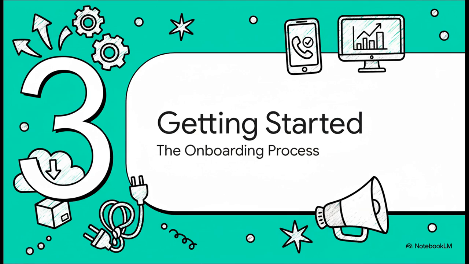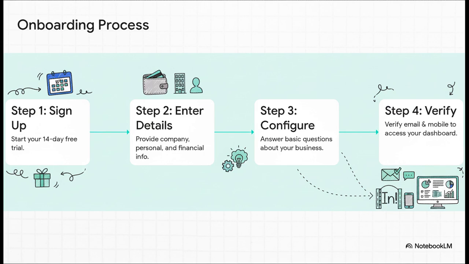Okay, so with all these powerful features, automation, reporting, communication, you're probably thinking, this has got to be a beast to set up, right? Well, let's take a quick look at the onboarding process. You might be surprised. It's actually really straightforward. You just sign up for the free trial, pop in your company and personal info, and then answer a few basic questions about your business. You know, what industry you're in, who your clients are. After a quick email and phone verification, that's it. You're in. You're looking at your agency dashboard, ready to go.